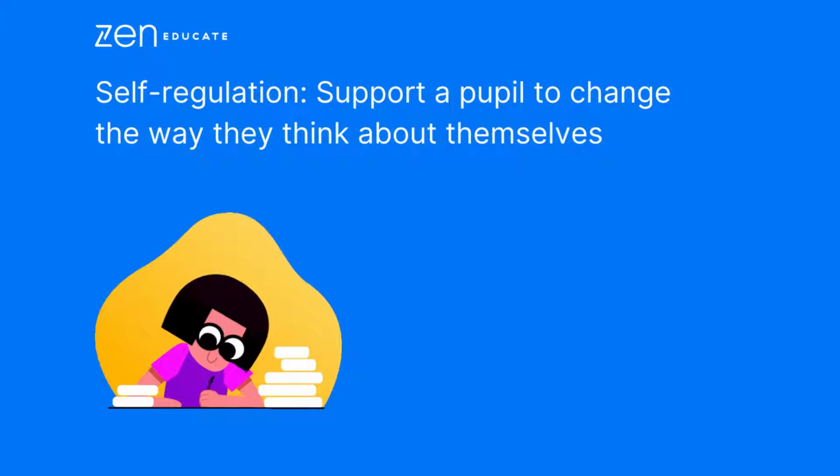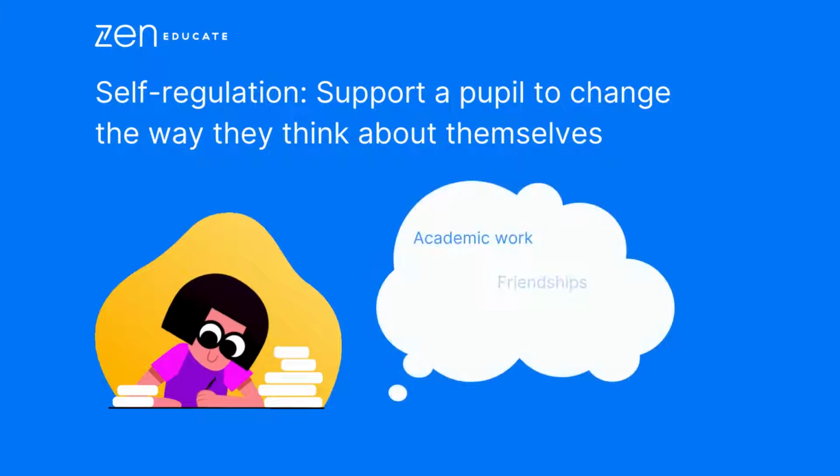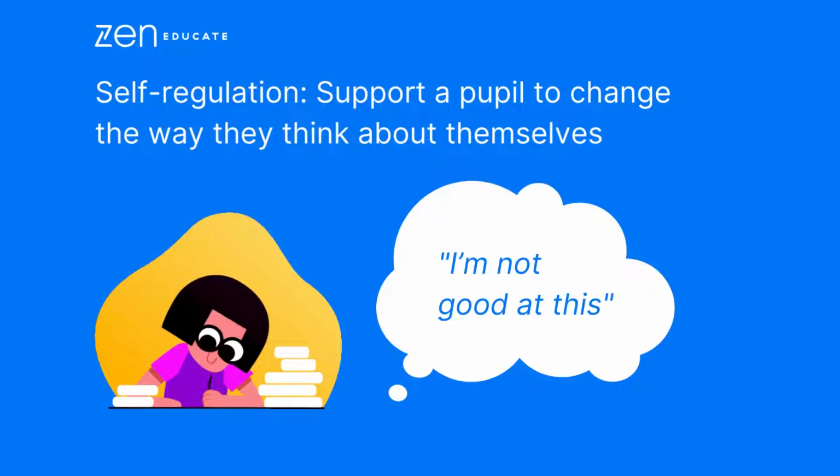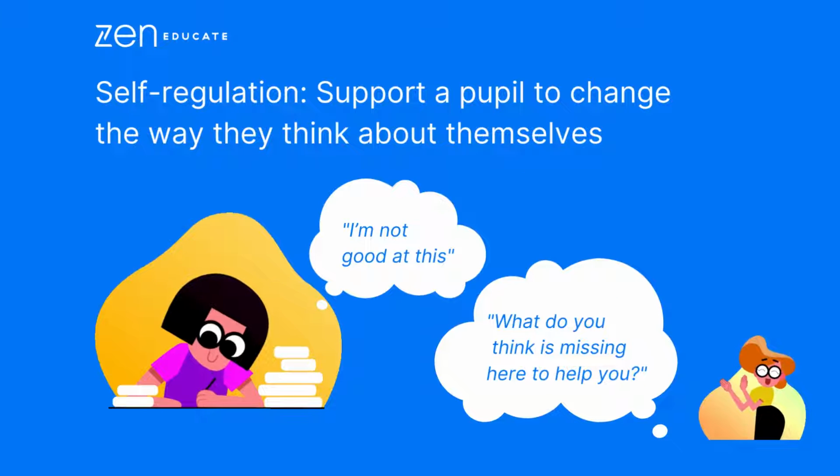We can support a pupil to change the way they think about themselves, how they think about academic work, and how they think about friendships and relationships. For example, if a child states, "I'm not good at this," we could ask the question, "Well, what do you think is missing here to help you?" This helps to model self-regulation to the pupil and to look for solutions.